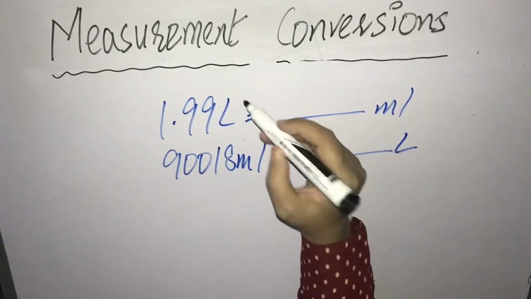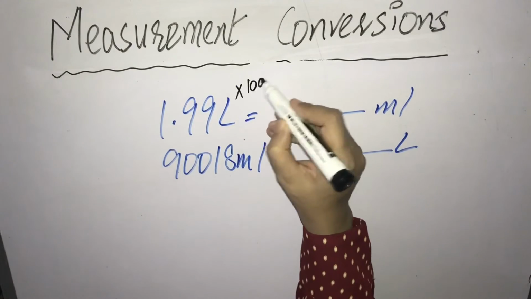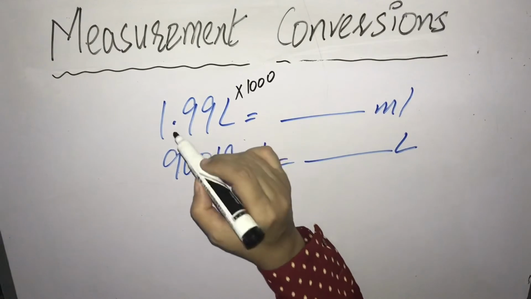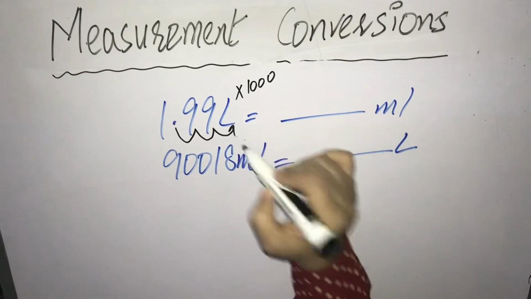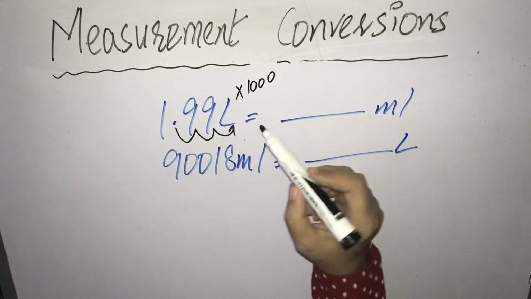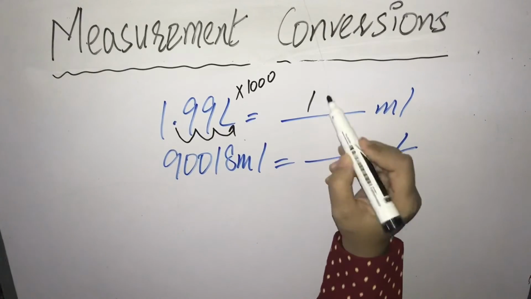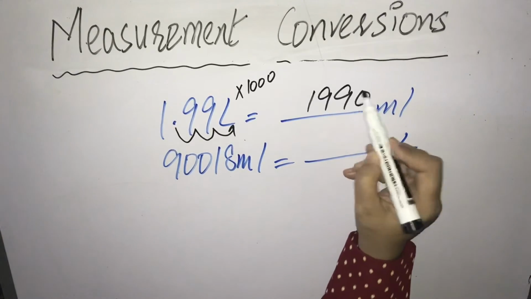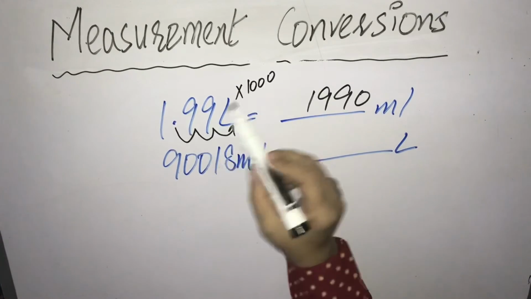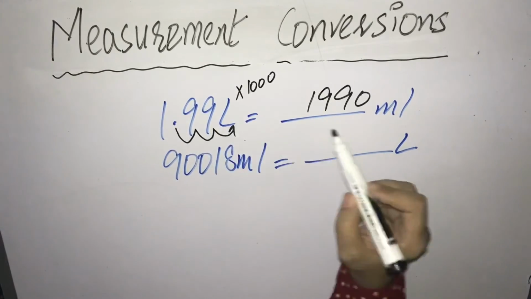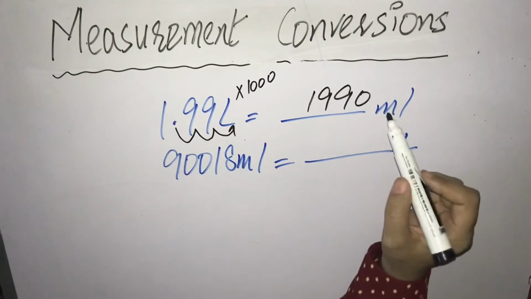A few more examples. 1.99 liter to milliliter. Liter to milliliter, you are going towards a smaller unit, you will multiply with 1000. Your decimal is right now after 1. It will move 3 digits and it will be after 9 and another 0. Your answer will be 1990, because there are 2 digits here and you have to move 3 decimals, so 3 zeros. Your final answer will be 1990.